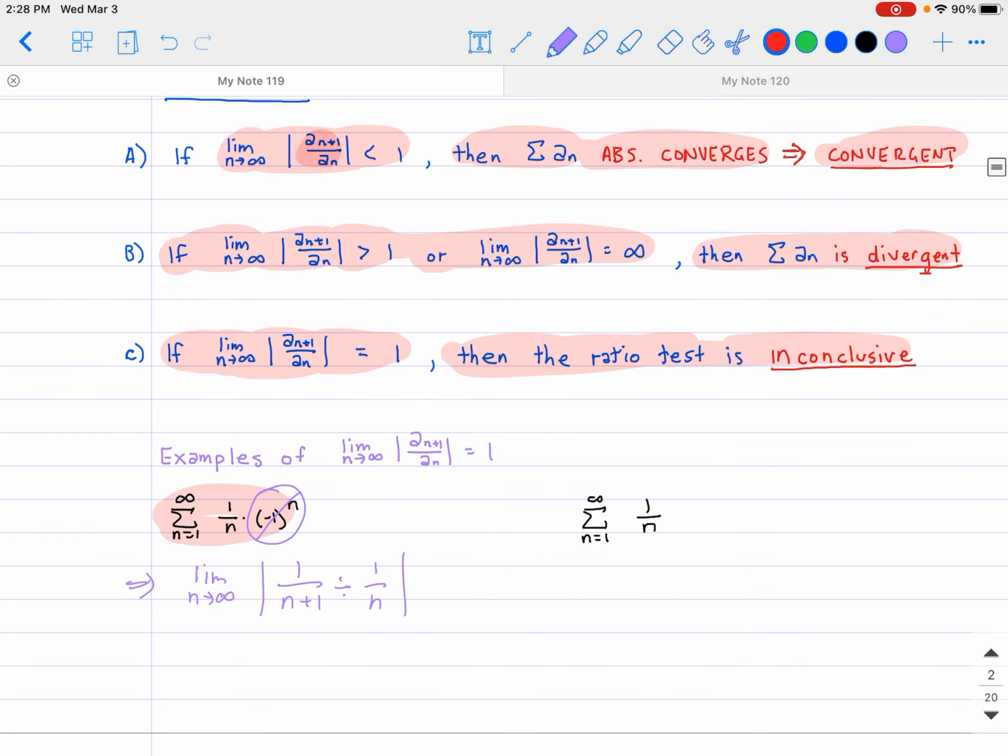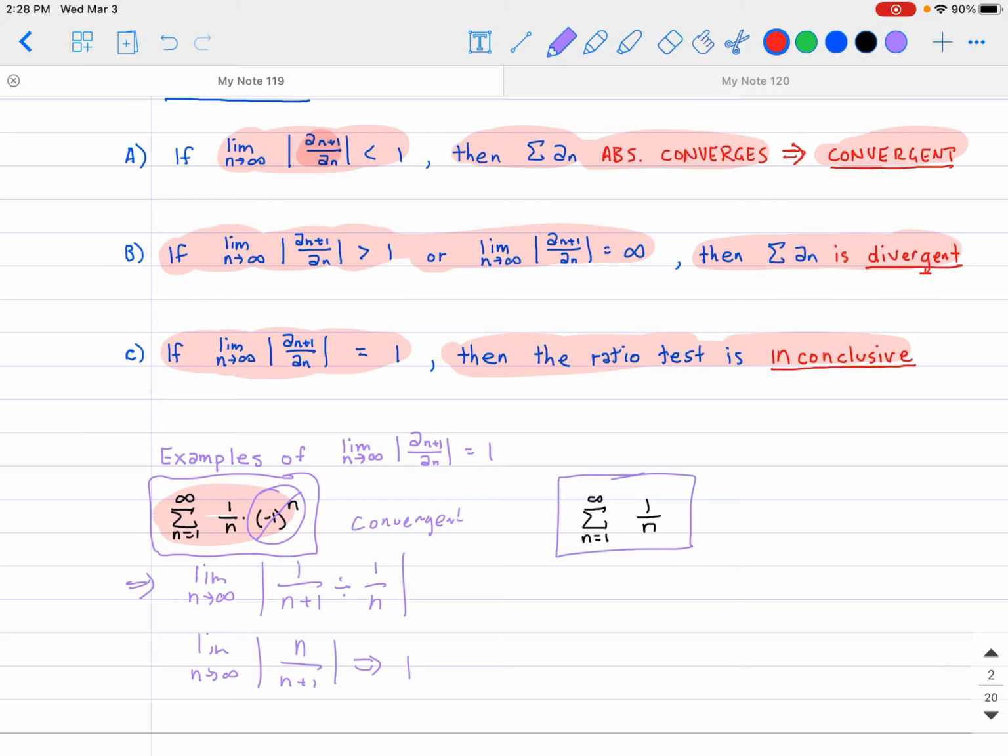Now, if I rewrite this in a form that looks a little bit familiar, then we're going to have n over n plus 1. And as n approaches infinity, this has to go to 1 because the top degree and the bottom degree are the same. But as you can see, once again, this is an alternating harmonic series, which we know is convergent in this case. So that's one counterexample to show that here you have something that could be convergent.